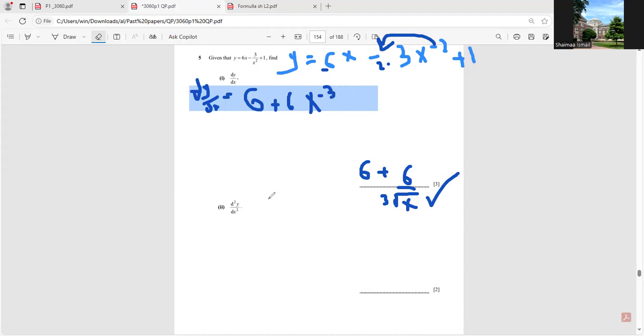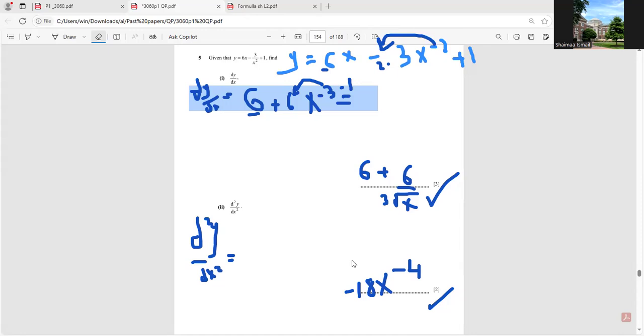The next, we need the second derivative. So we're going to take this one and get the second derivative. 6 doesn't have a derivative, nothing, so I'm not going to take it. So d squared y over dx squared will be minus 3 multiplied by 6, which will be negative. Let's write it here because it's only one step. Negative 18x to the minus 3, minus 1, so it will be negative 4. And we did it. Let's see the next.